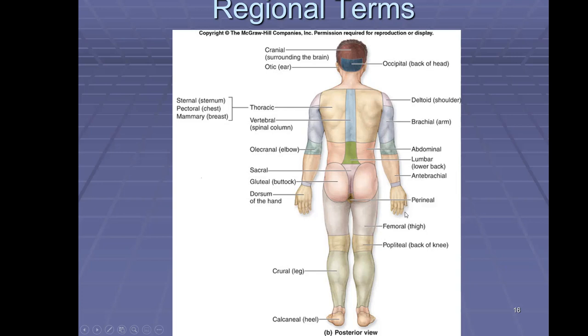Femoral again. Perineal, right behind the reproductive organs. We did antebrachial. Lumbar means lower back. We did abdominal, brachial, deltoid. Lastly, occipital, kind of the back of the head, or the base of the skull. So be familiar with these regional terms, but like I said, after you learn these they are going to become second nature throughout the course.